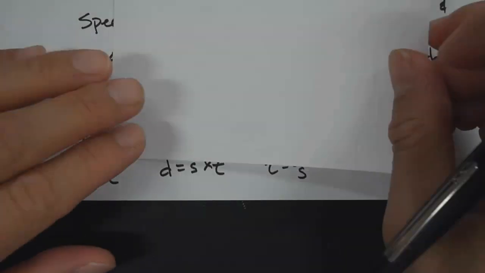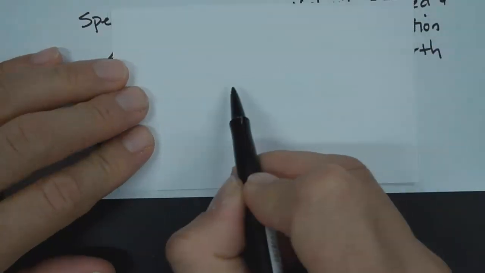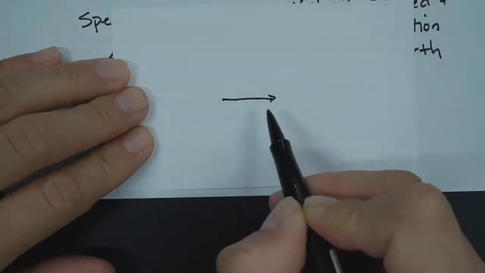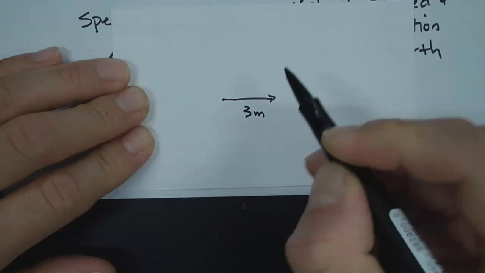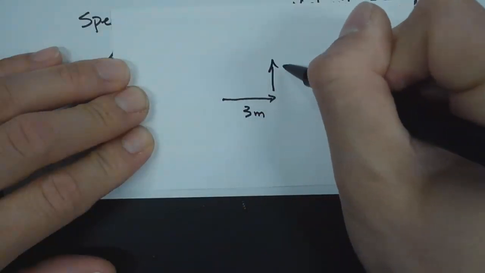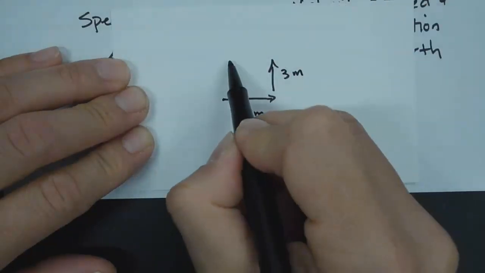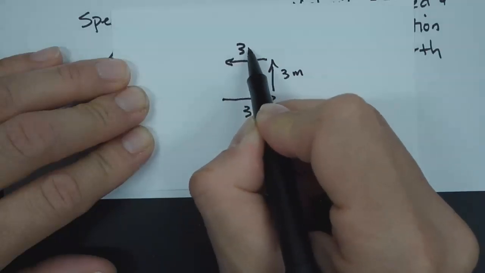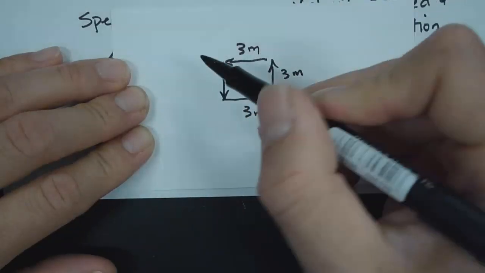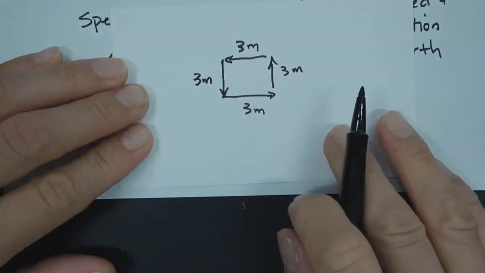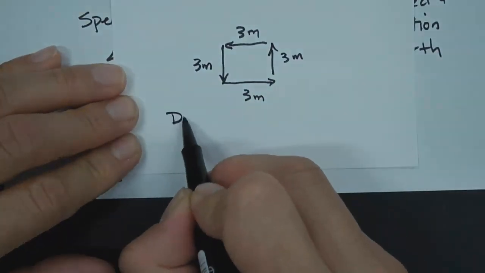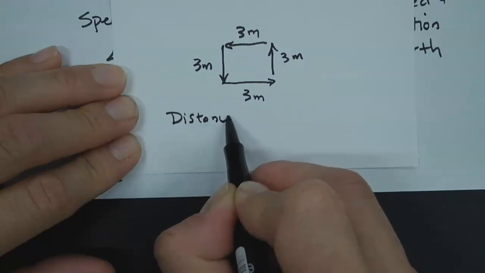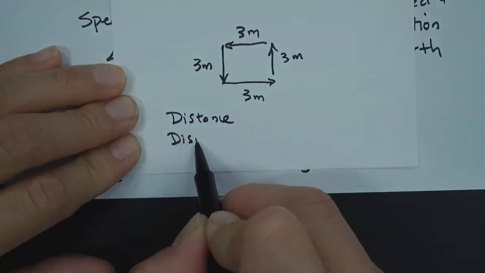Now I'd like to leave you with this question. Imagine that you went east 3 meters, and you went north 3 meters, and then you went west 3 meters, and then you went south 3 meters. So my question for you is, what is the distance and what is the displacement?